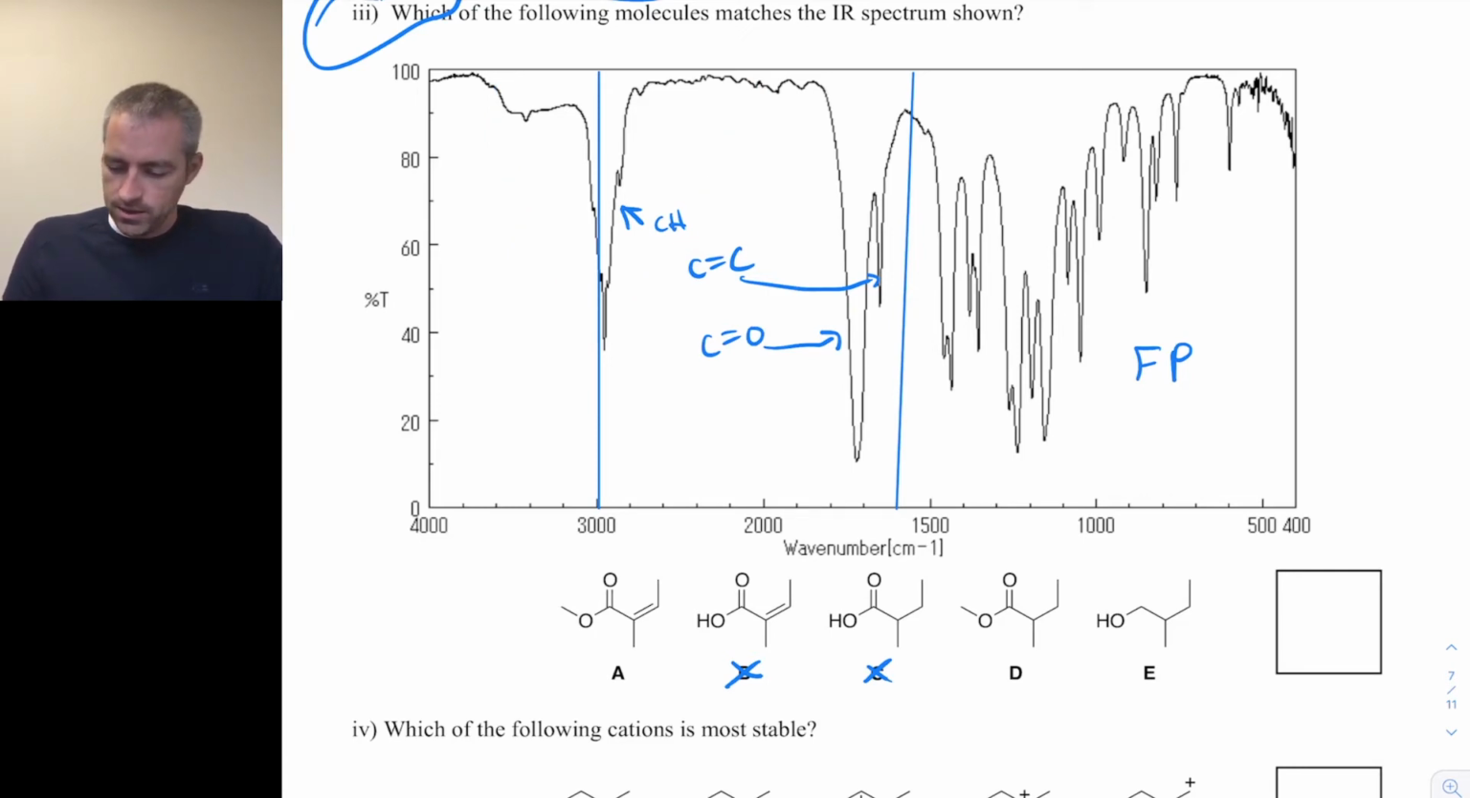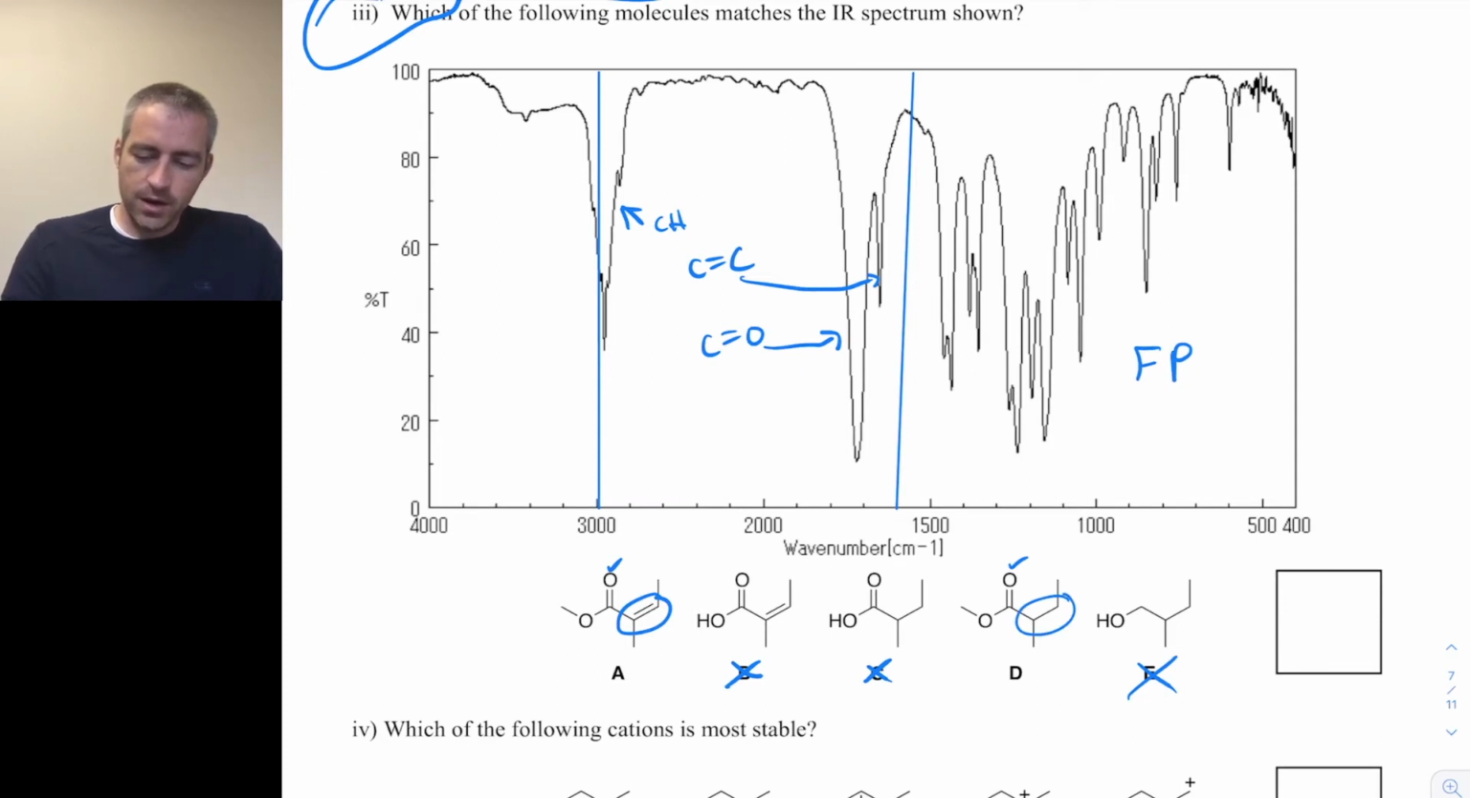Next, E has an OH. OH has a big band out at 3500 or 3400. It's not there either, so we can cross that out. And we're down to between A and D. Both of them have this carbon-oxygen double bond. But the main difference between A and D is A has a carbon-carbon double bond and D does not.